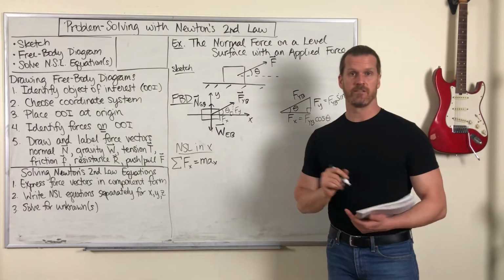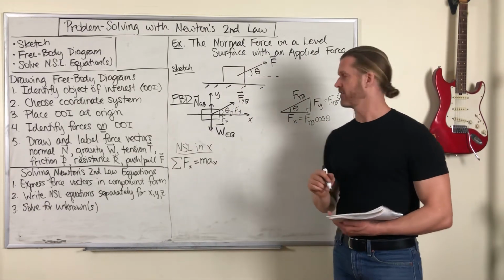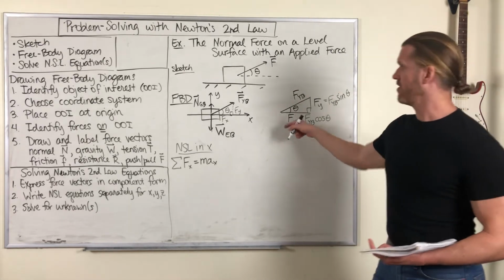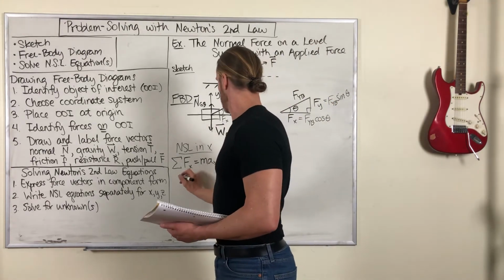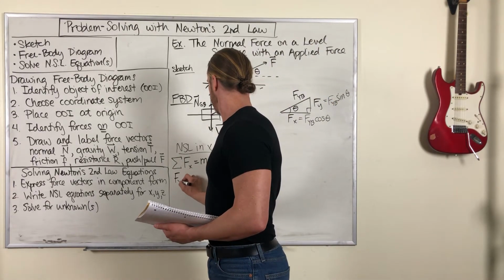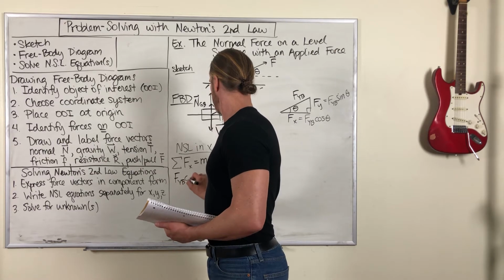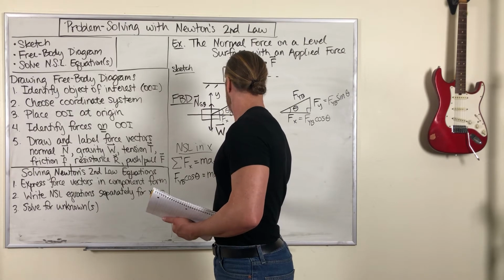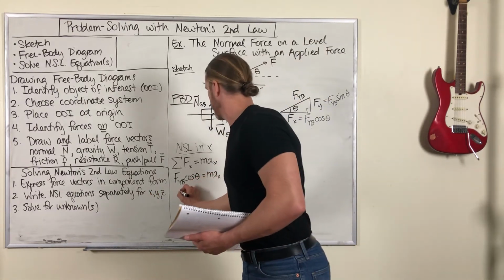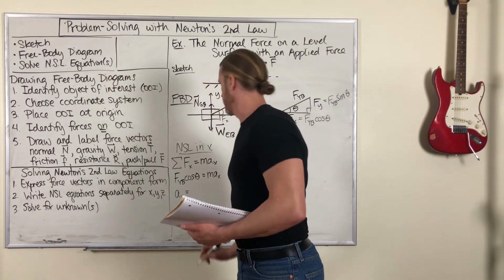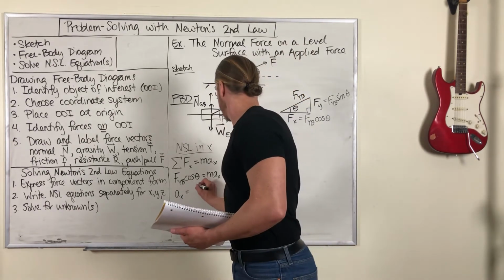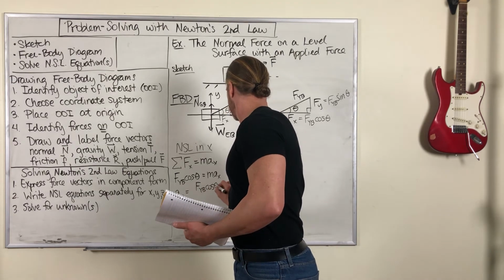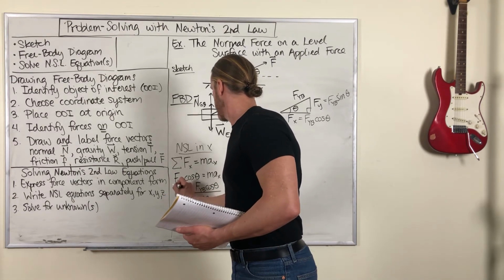There's only one vector component along x. It's just this one, just that applied force along x. So we just have F of U pushing on the box in that x direction, which means that the box is accelerating with magnitude F cosine theta over m.